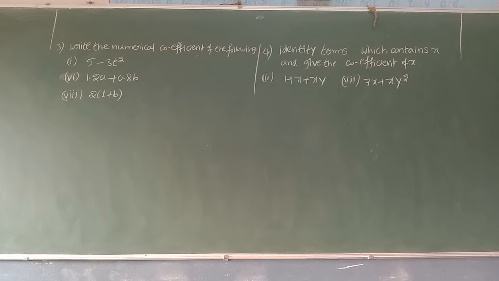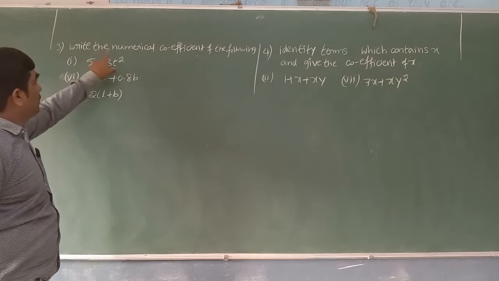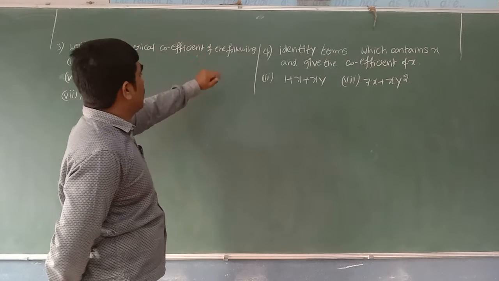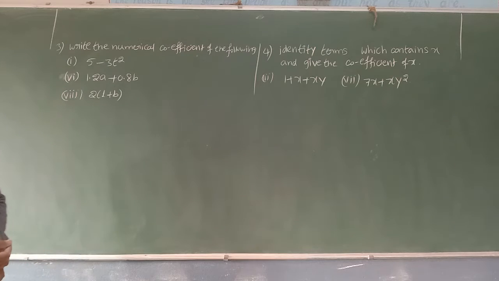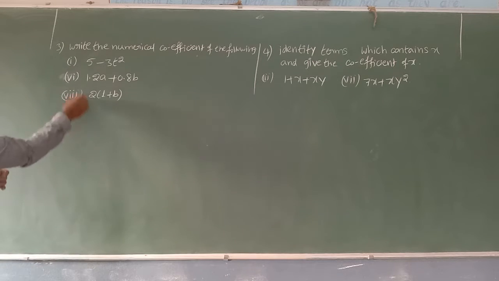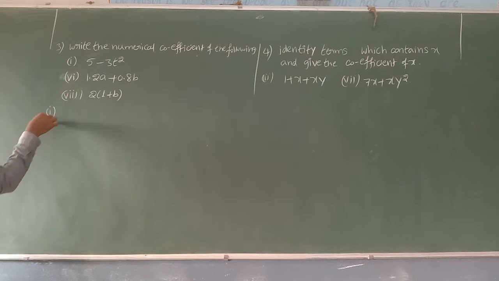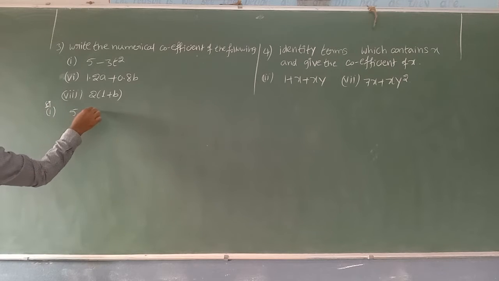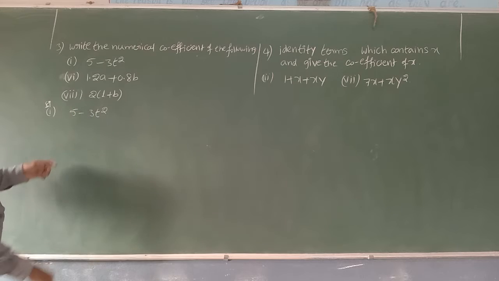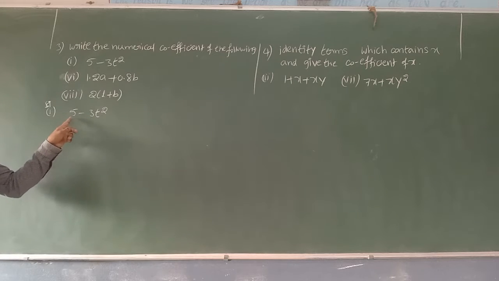Yes children, let's see some more problems from exercise 12.1, beta. You can see the third one: write the numerical coefficients of the following. See here, let me go with the first one. First one solution: 5 minus 3t square. See here, no need to write the coefficient for constant terms. Only for variable terms we write the coefficients.